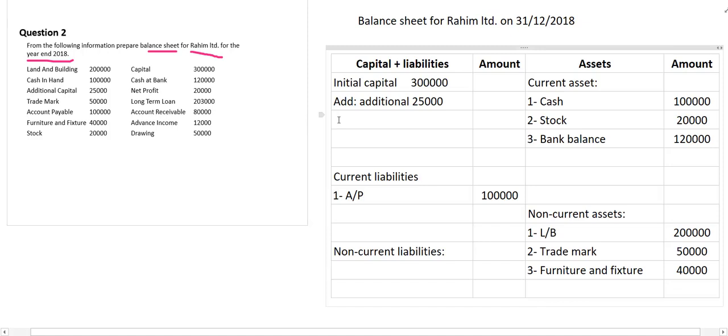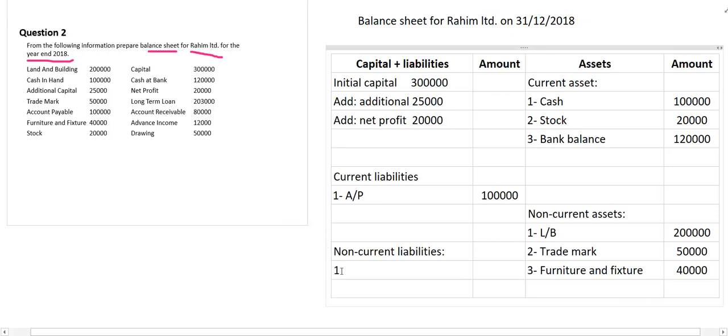Net profit, we have to record net profit. Net profit should be added with the capital. Net profit, the value of net profit is equal to 20,000. So mention 20,000.